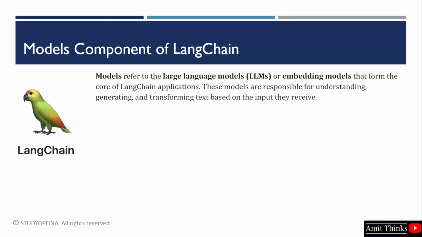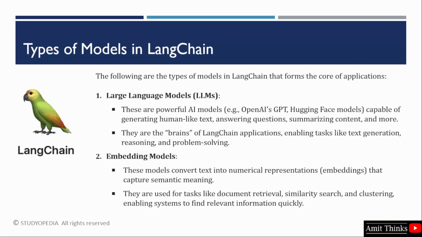Let us see the types. The models in LangChain can include LLMs and it can also include the embedding models. Some of the examples of LLMs are the GPT models, Meta's Llama models. They are the brains of LangChain applications so that you can perform text generation, text summarization, translation, problem solving and others. It has the capability of generating human-like text. It can also answer questions, summarize content and perform other operations.